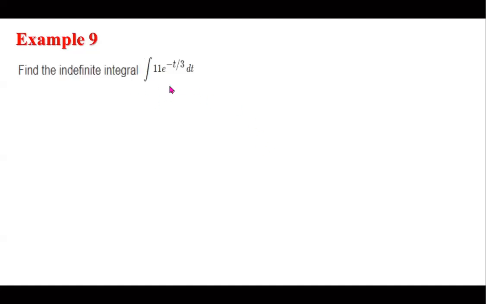Example 9 is still working on integration. So in example 9, we want to integrate 11 times e to the negative t over 3 dt. The way we integrate this is like this. 11 is a constant, so we write it as it is. And you know that the integration of e raised to any quantity is the same, so that is e raised to negative t over 3.